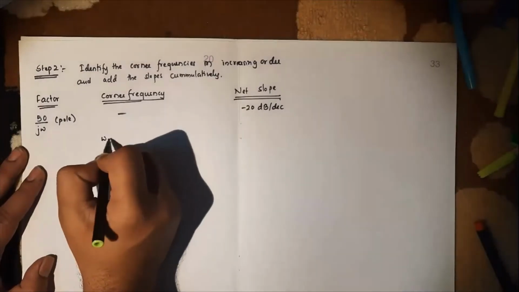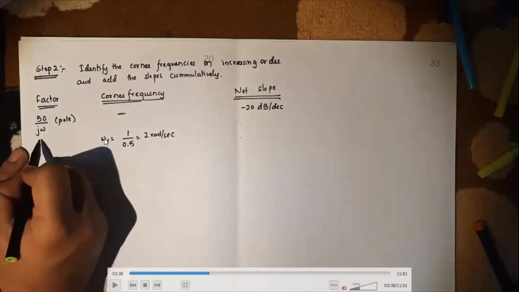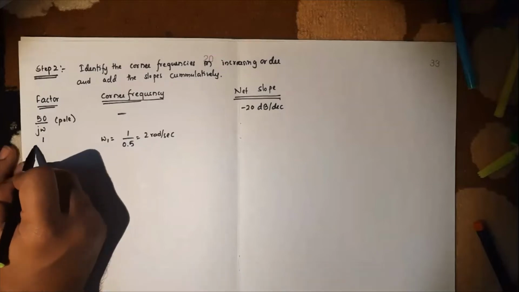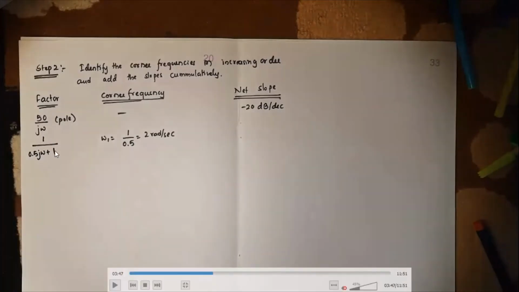The next factor has to be chosen in such a way that we get the corner frequencies in increasing order. So let me see what that corner frequency is. I have written something here: omega 1 equal to 1 divided by 0.5 is a corner frequency. So where has this 0.5 come from? It has come from another factor of the transfer function, which is 1 divided by 0.5 s plus 1. So there was another factor multiplied in the denominator, that is nothing but 0.5 s plus 1, or 0.5 j omega plus 1.